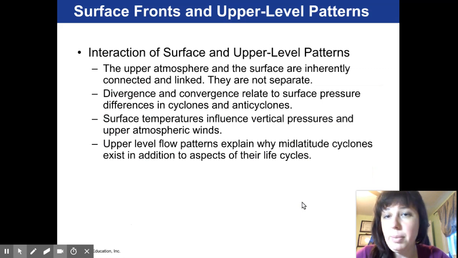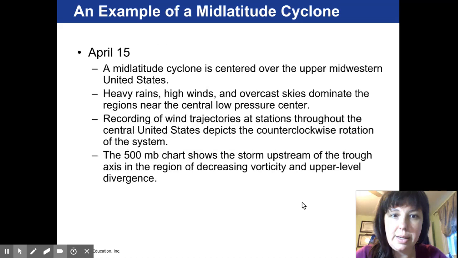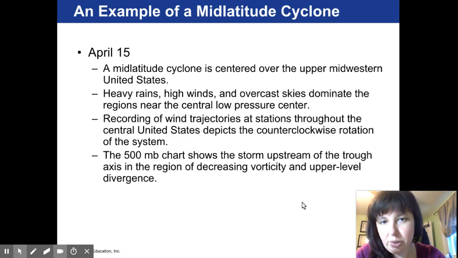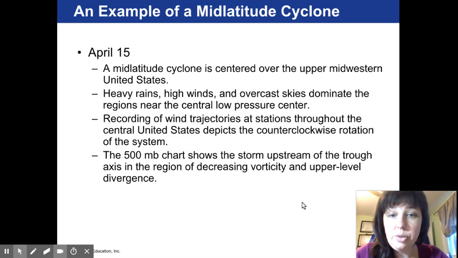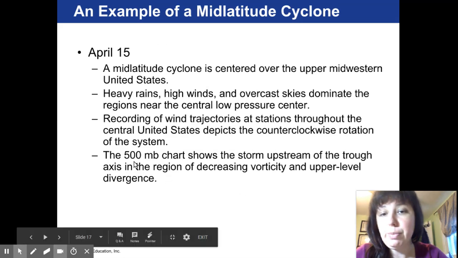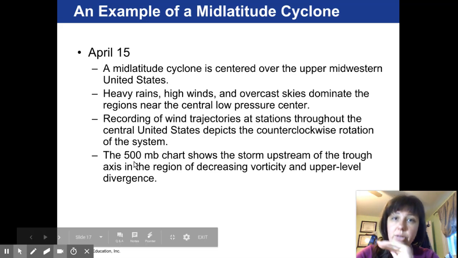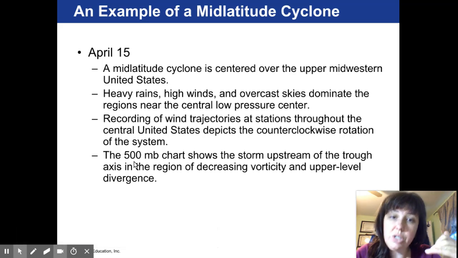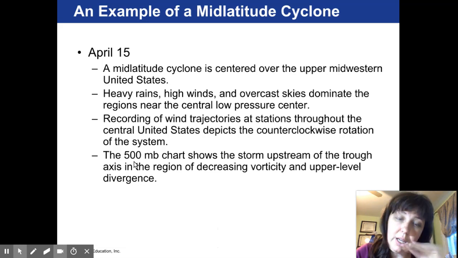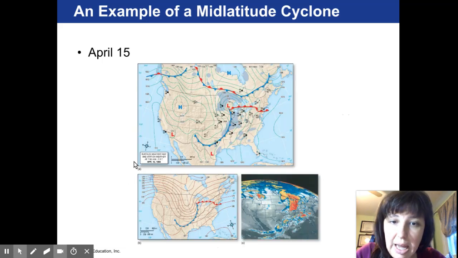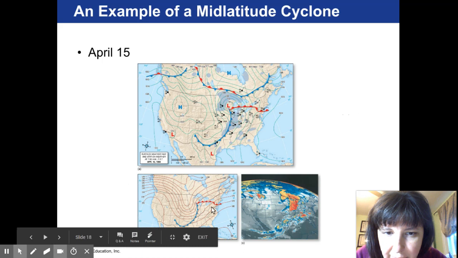Interactions in surface and upper level patterns. You guys can read through these things. I'm going to keep flicking because I actually want to go into this where we're going to watch a little example of a mid-latitude cyclone and its formation. So you can basically see here they're giving you the date of April 15th, and they're telling you a little bit about what you're going to see on the map. They're also telling you that the chart has a 500 millibar chart. So you're looking at the altitude in the troposphere alone, which is 500 millibars in the atmosphere. So we're looking at an upper level chart, and we're going to see at that 500 millibar line what's going on in that set. So this is my 500 millibar line.